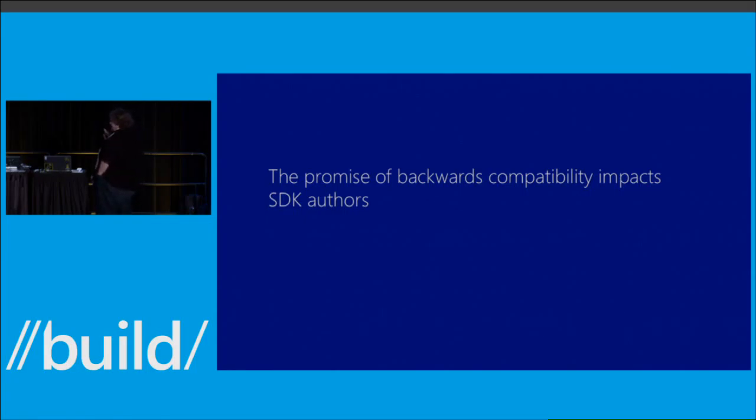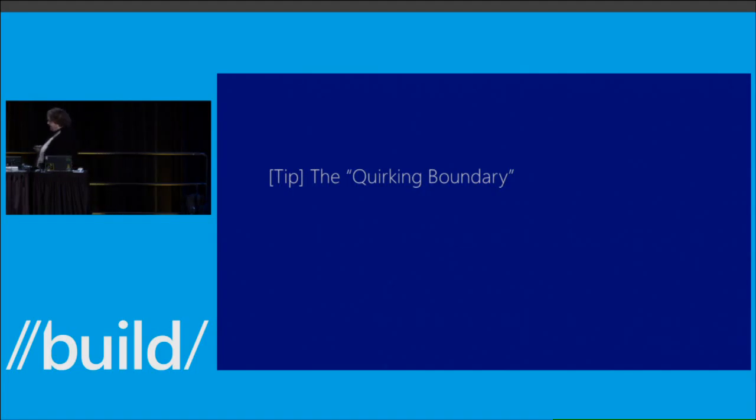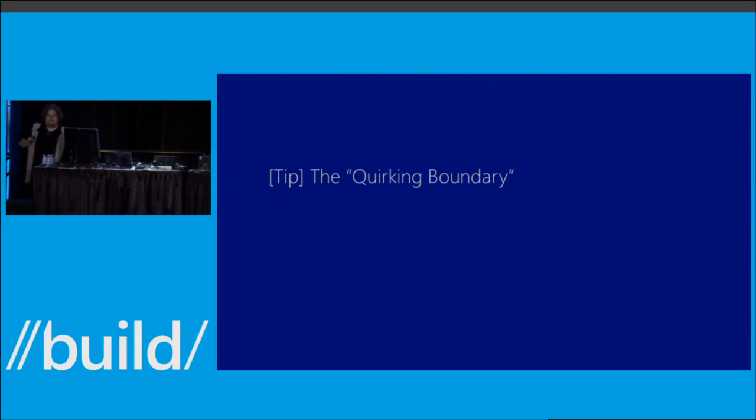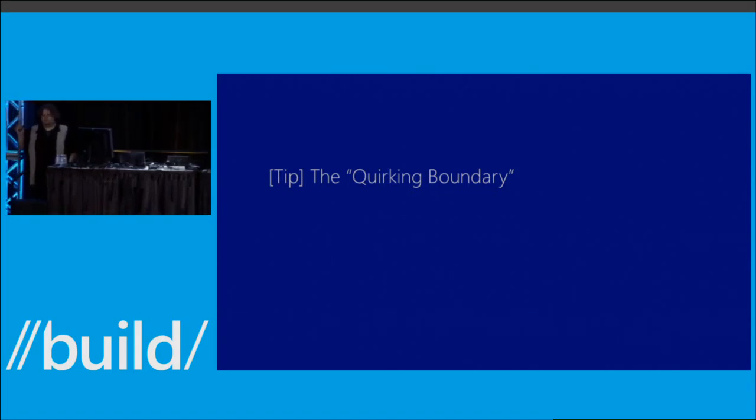At Microsoft, we care deeply about backwards compatibility. And that promise of backwards compatibility to users impacts all of us as library developers. Now, specifically, how does it impact us as library developers? One thing that we have to think through when we talk about apps, has anybody heard the phrase in any of their talks this week, the quirking boundary?